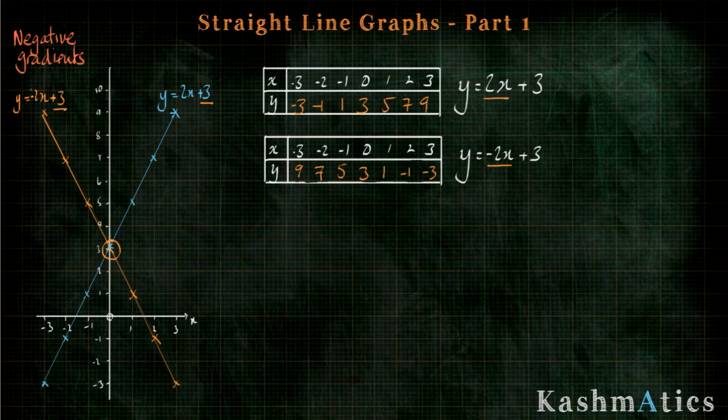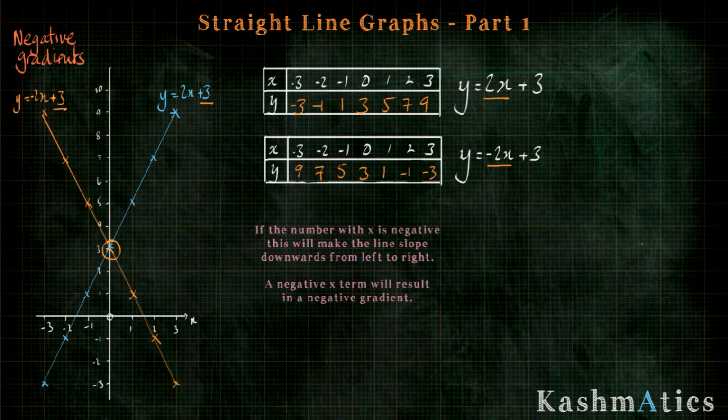So the difference a minus 2x makes is it makes the graph point in a different direction. A negative gradient will make the graph go down from left to right, and a positive gradient, in the case of the blue line, so a 2x, will make the graph go up from left to right. So what we can conclude from that is, if the number with the x is negative, this will make the line slope downwards from left to right, and if it's positive, it'll make it go up from left to right. So make a note of whatever you've learned from that screen, and then we'll move on.